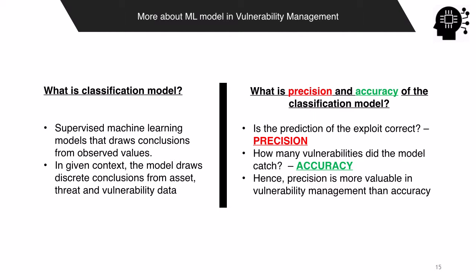So to elaborate further, what exactly is the classification model we've mentioned? This is a supervised machine learning model that draws conclusions from observed values. Specifically, in a given context, the model draws discrete conclusions from asset, threat, and vulnerability data. Equally, precision and accuracy are two crucial benchmarks for any machine learning model. In this case, precision that the exploit is correct is more valuable information for businesses than accuracy of the number of vulnerabilities detected.